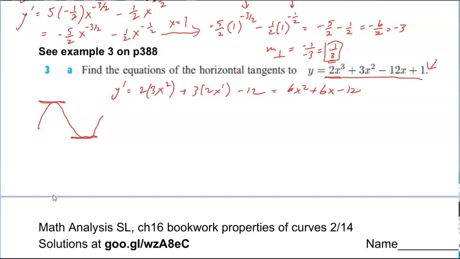We want to know when the derivative equals 0. That would give us the x values when the gradient is 0 for the function, which is what we want to know. That's where the horizontal tangents are. And then we want to actually find the equations of the horizontal tangents. But the first thing we need to do is find out when those horizontal tangents occur. So which x values? We're going to set this equal to 0 and solve for x. I think it's easier if we factor out the 6.